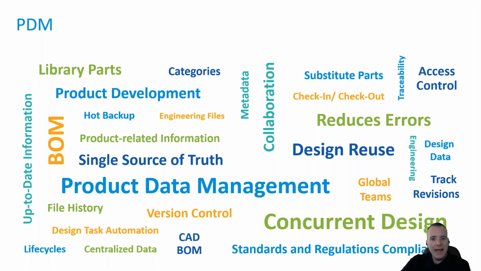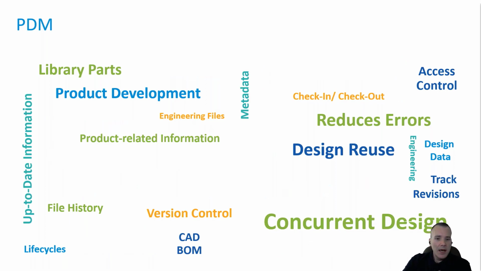And if we were to look at the basics and just filter out some of this, the big ones are concurrent design, where we need a referee when we're working on our files. We need to work on the same thing at the same time. In the absence of PDM, that's virtually impossible.